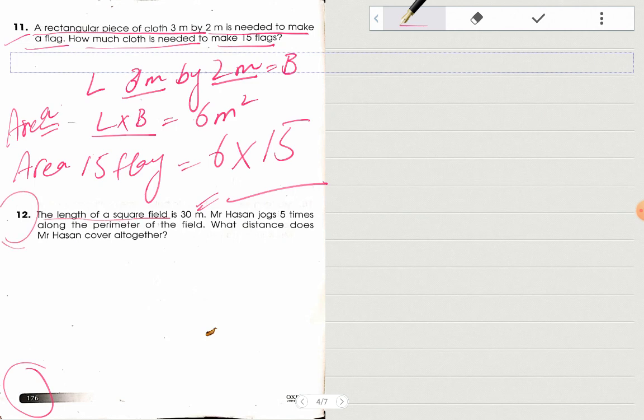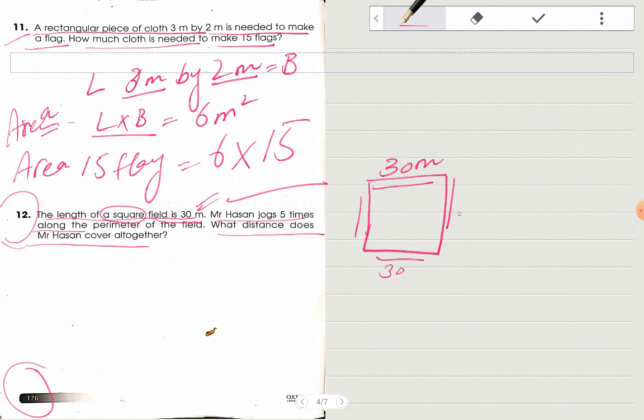Now look at this question number 12. The length of a square field is 30 meter. Mr. Hassan jogs 5 times along the perimeter of the field. What distance does Mr. Hassan cover altogether? Now first of all, they have given you a square field, means you know the quality of the square, that all the sides are equal. Now one side is given, that is 30 meter. If one side is 30, it means all the sides are 30 meter.